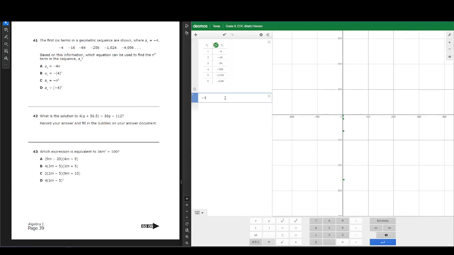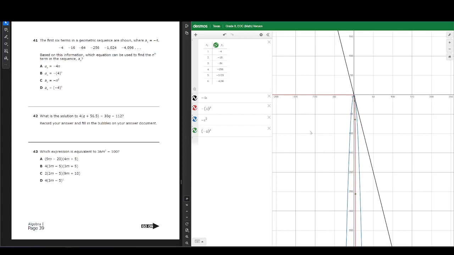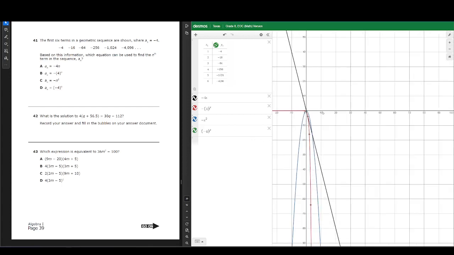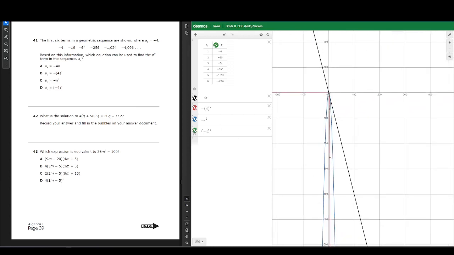We've got -4x. Remember that we're going to use x for our graphing. We have negative, and then parentheses, 4 raised to the x. We have -x squared, and we have -4 to the x. All right. Where even is green? I don't even see green. -4 to the x. Huh.